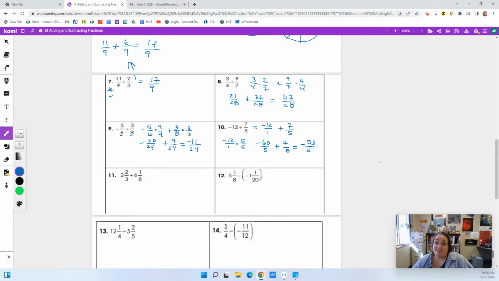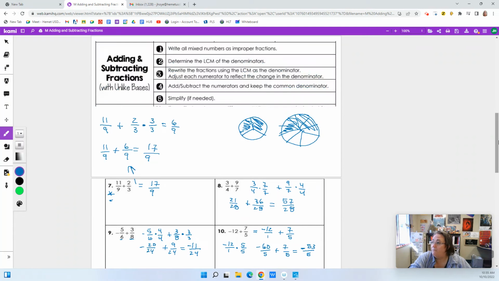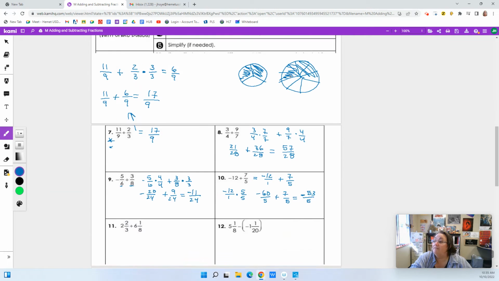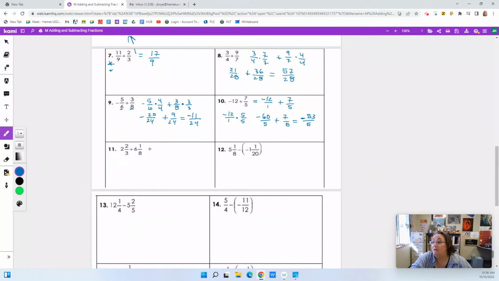The next ones we have mixed numbers, right? So we have to turn them into improper fractions first. If we go back up to where our instructions were, the first step is to write all mixed numbers as improper fractions, right? And so we are going to have to start with that on this because we have 2 mixed numbers. So if you remember, what we do is we multiply the mixed number times the denominator. So we have 2 times 3 plus the numerator. 2 times 3 is 6 plus 2 is 8. So I have 8 thirds.